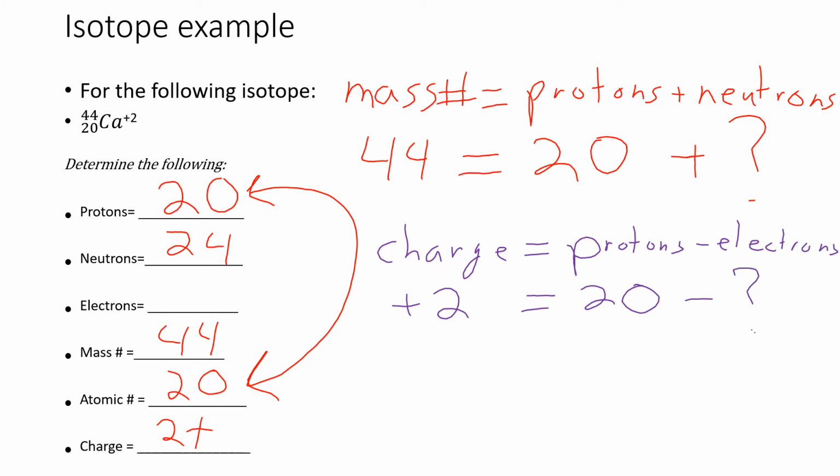What's going to be the missing piece? The missing piece is going to be our amount of electrons. You can solve the little algebra problem. 20 minus what gives you positive 2? Well, that would be 18.